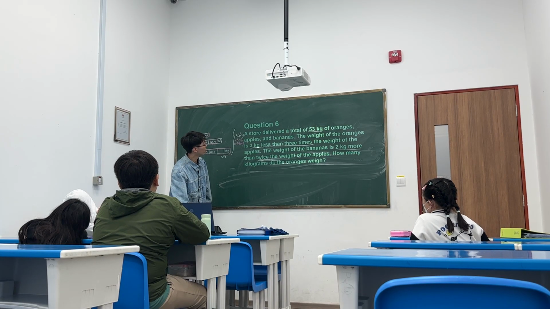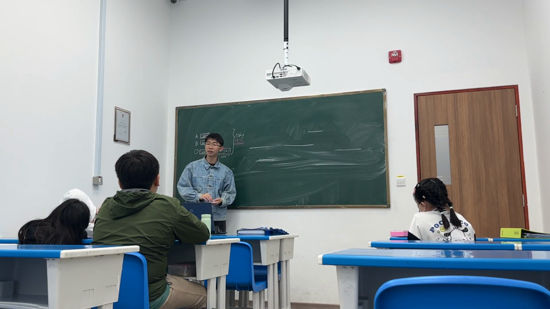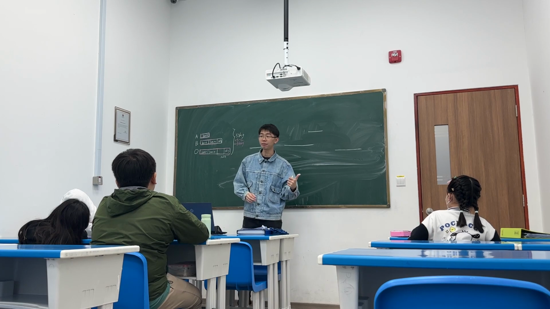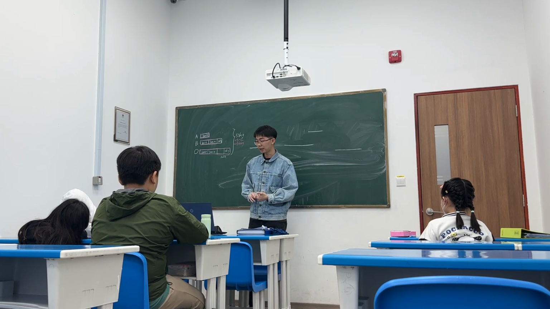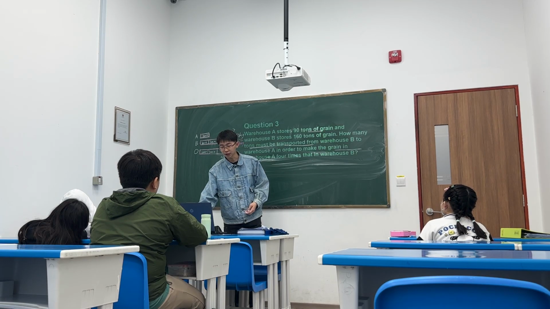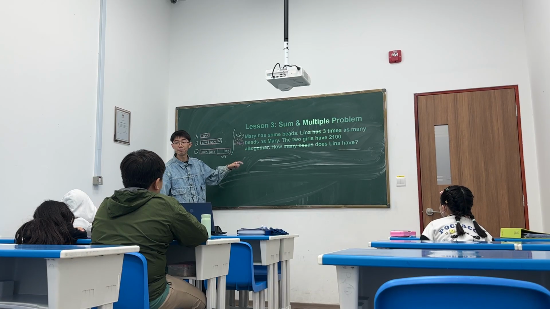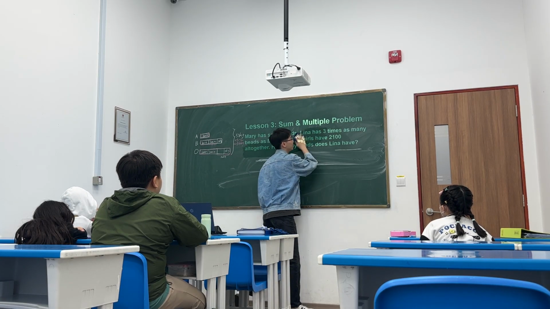Okay, so in summary, in this sum and multiple problem, let's think about what characteristics it has. It has a sum and also a multiple. Then what types of questions are there? First of all, the quite basic one: you are directly given a sum and multiple. Let me erase this first.